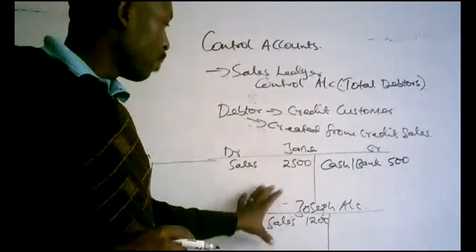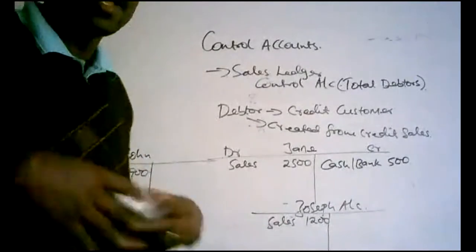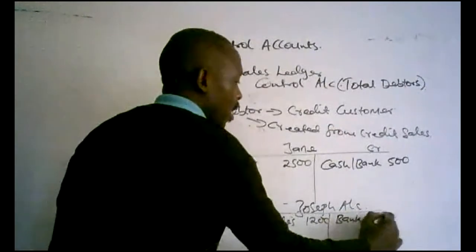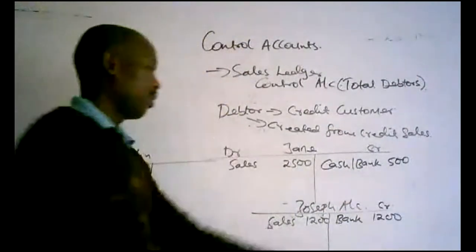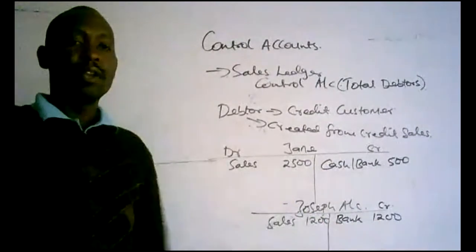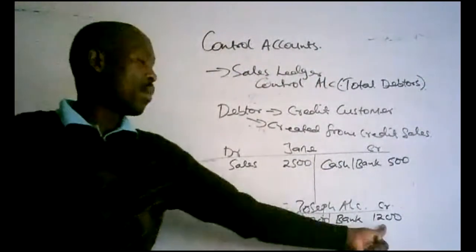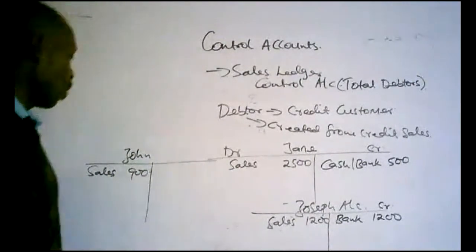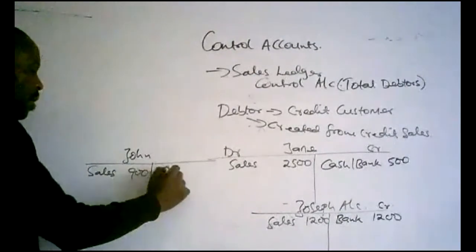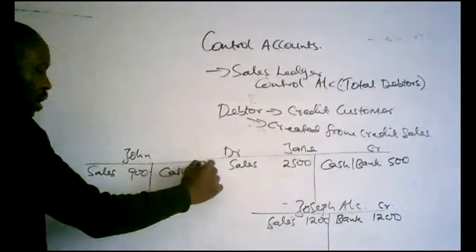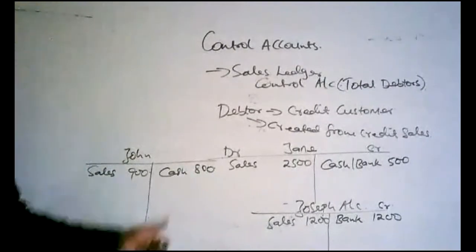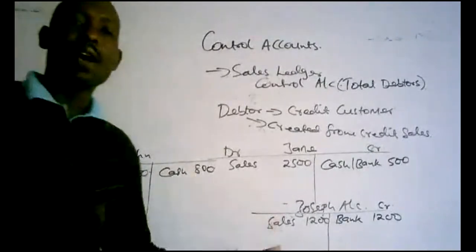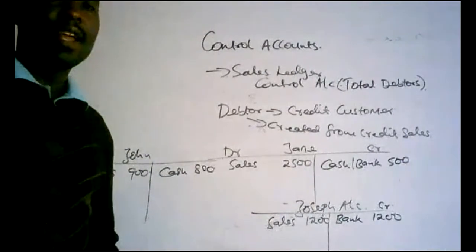So when Joseph would pay, maybe Joseph has decided to pay the entire amount, maybe he has written a check, you'll come here and credit by 1200. You credit by 1200 because it is this now minus that. The person has no balance. It has a nil balance. If it is then who has decided to pay 800, you will come here and maybe say cash 800 like that. So the person will have 900 minus 800. The person will have a balance of 100 like that.